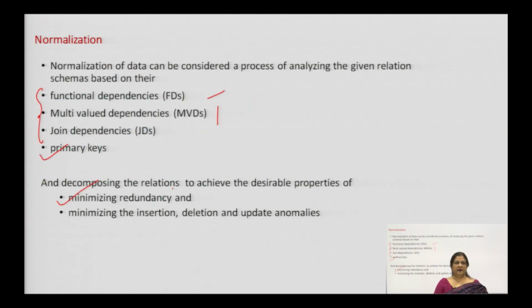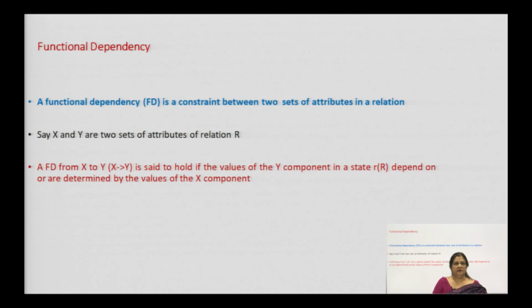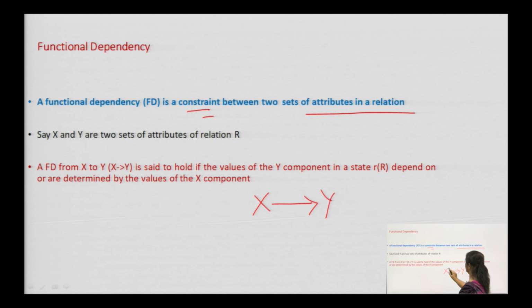Now, we said second, third and the Boyce-Codd normal form are based on the functional dependency. Let us see what a functional dependency means. A functional dependency, first let me tell you, is given by x to y, and x can be a set of attributes, that is one or more attributes, and y is a set of attributes, one or more attributes. A functional dependency is a constraint between two sets of attributes x and y.